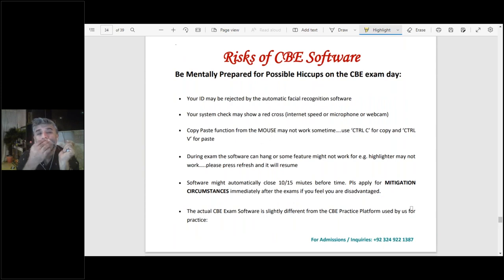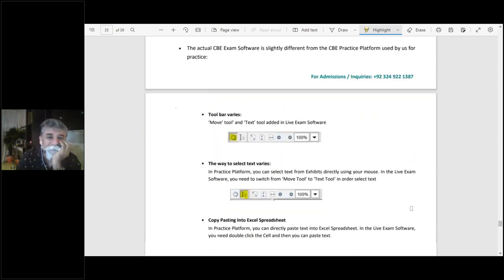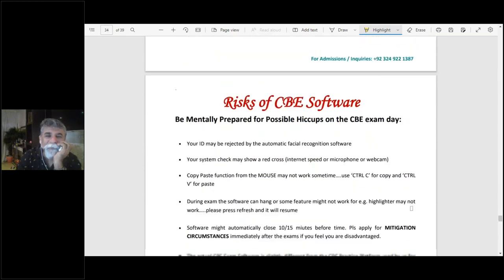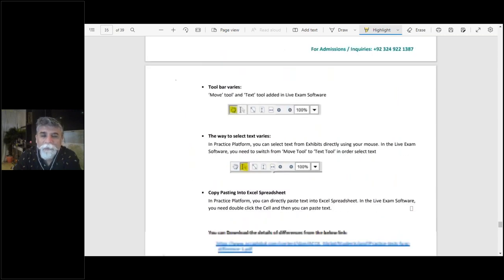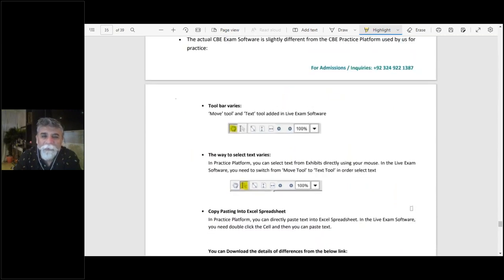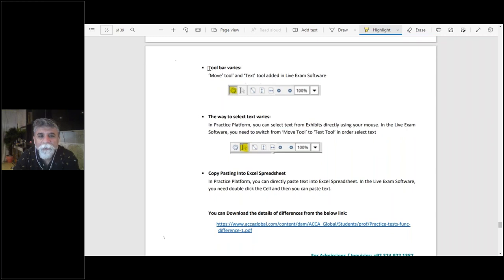Now, just a small thing here: the CB platform which we are using for practice purposes, I repeat, the CB platform which we are using for practice purposes is slightly different than the actual CB platform in your exam. Very slight difference. What are the differences? These are the three differences.